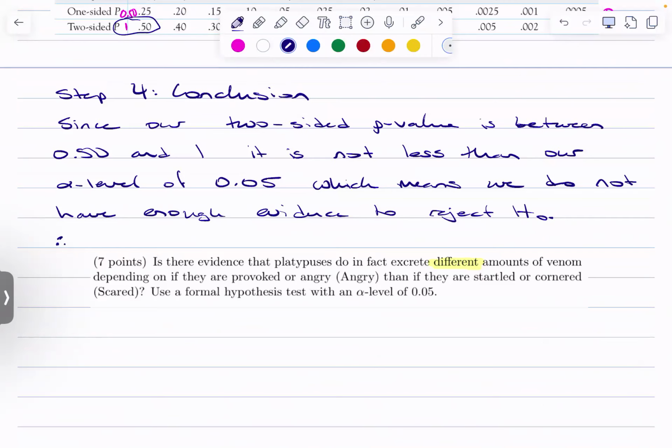Therefore, there is no evidence that platypuses do in fact excrete different amounts of venom depending on if they're provoked or angry than if they're startled or cornered. Period. There. Tedious, but not hard.